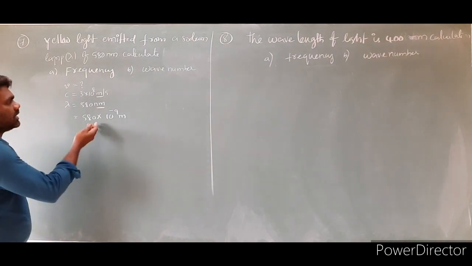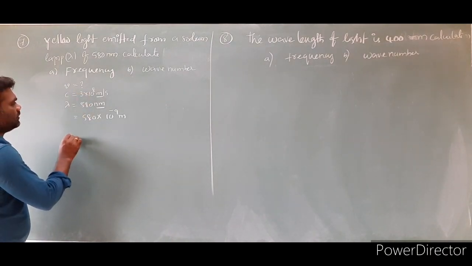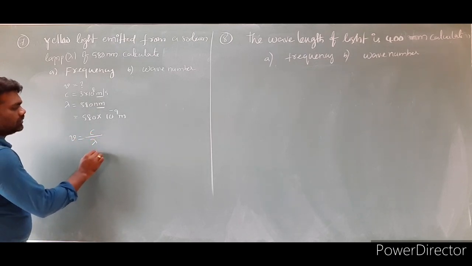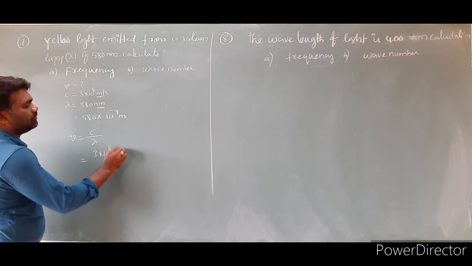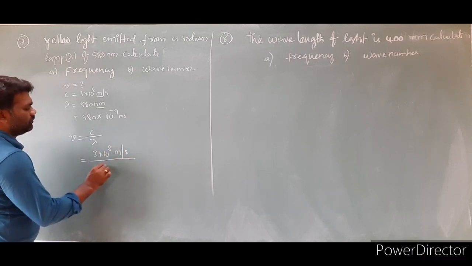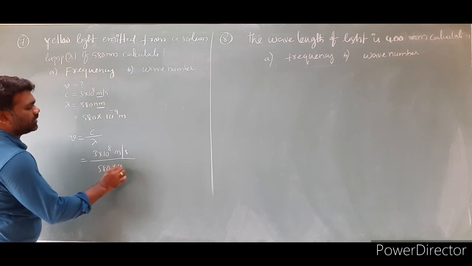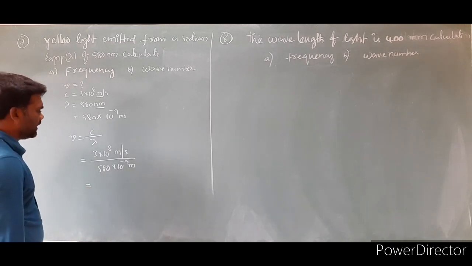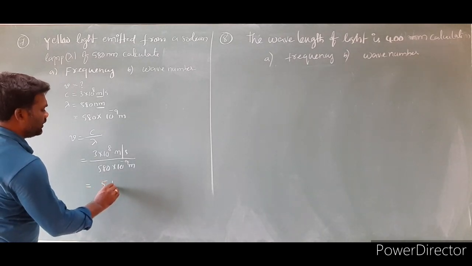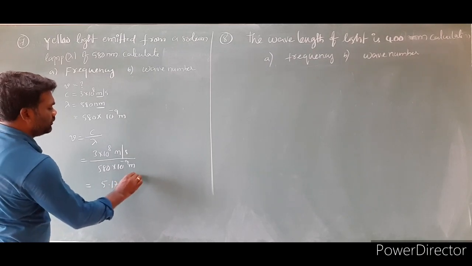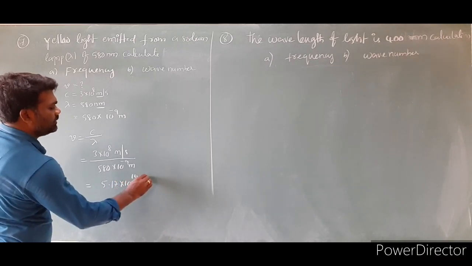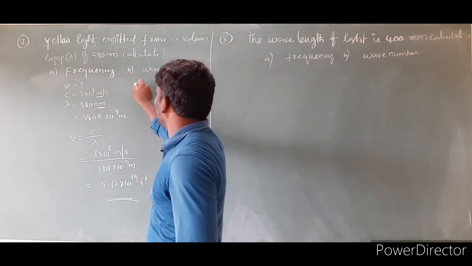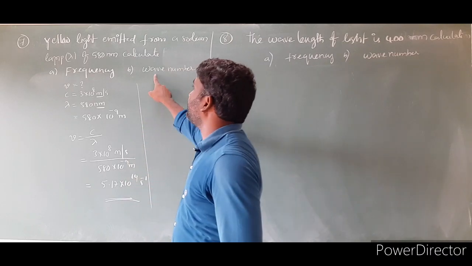Substitute all the given values in the formula. What is the formula we have? Nu is equal to C by lambda. That is equal to 3 into 10 to the power of 8 meter per second by 580 into 10 power minus 9 meters. Upon simplification, you will get 5.17 into 10 to the power of 14 second inverse. Then coming to the second, B. In the case of B, calculate the wave number.